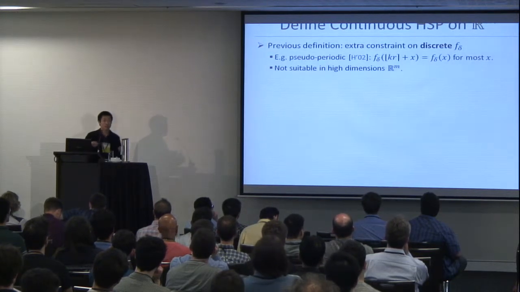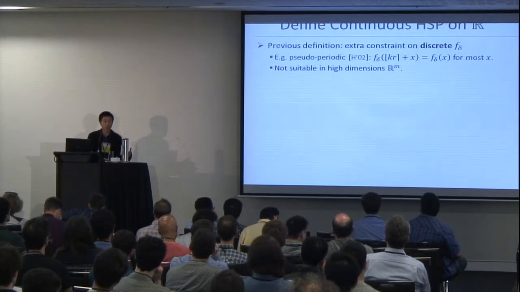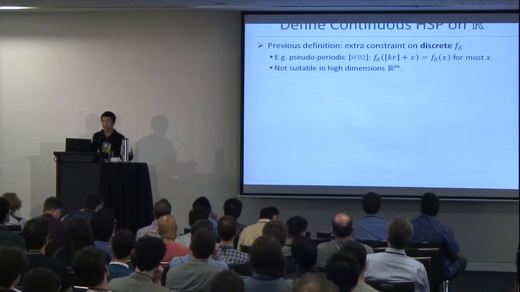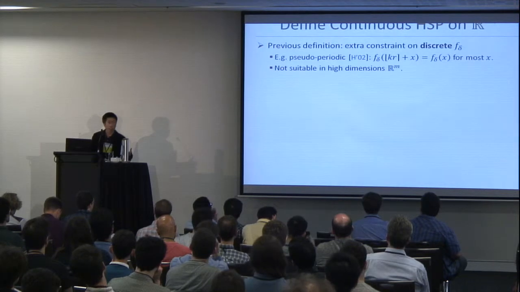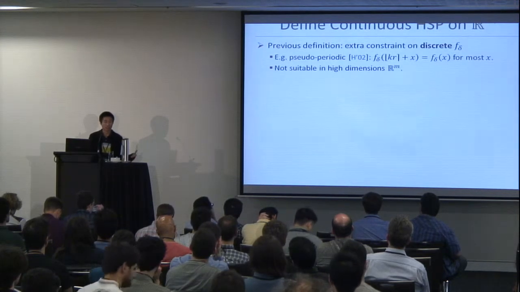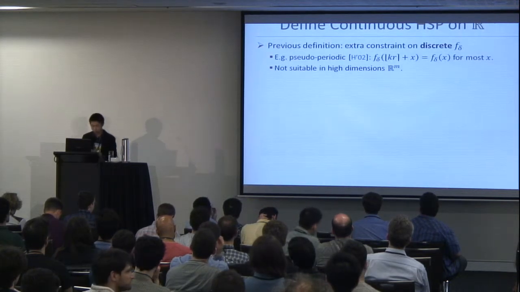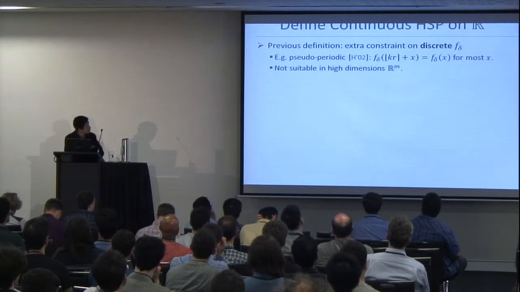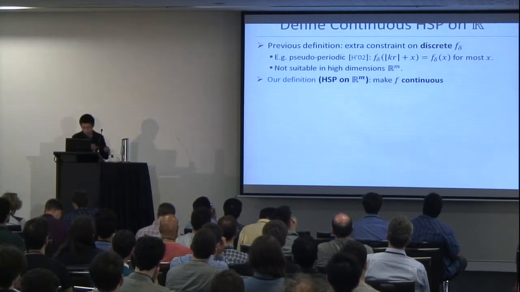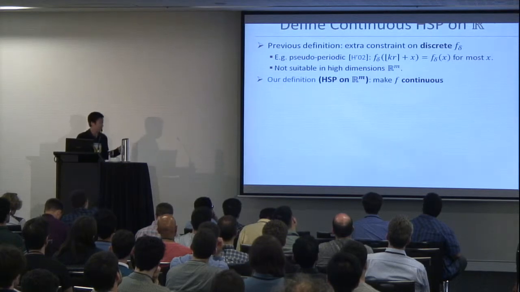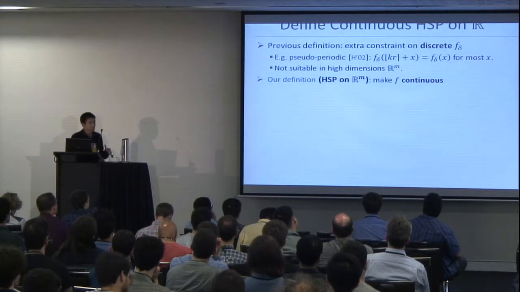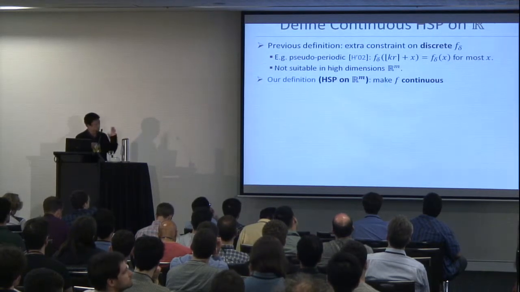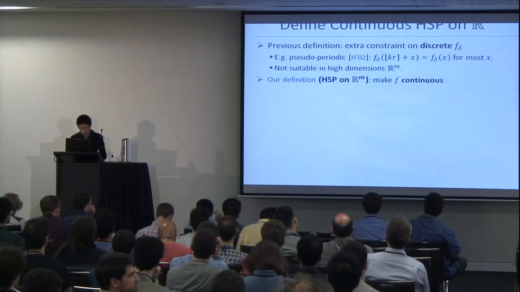This definition works fine in low dimensions. However, it doesn't seem very nice in high dimensions, and at the very least, we don't know how to solve it efficiently, as I mentioned earlier. So we propose a new definition, and we can solve it efficiently. There are a few distinct features of our new definition, and the keyword here is continuity.